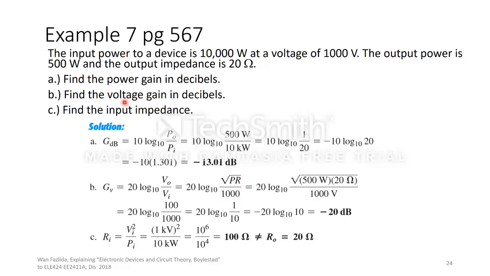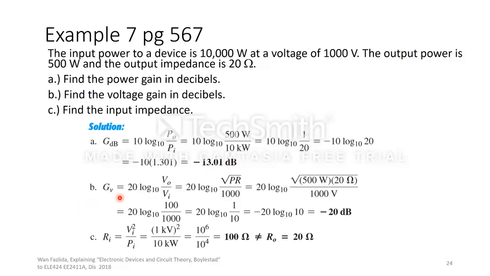So let's have a look here. Find the power gain in decibels. So it's 10 log of Pout over Pin. 10 log 500 watts over 10 kilowatts, which means that you're going to introduce a negative value here, because you need to invert this. So the answer is negative 13 dB, negative 13.01 dB to be exact.